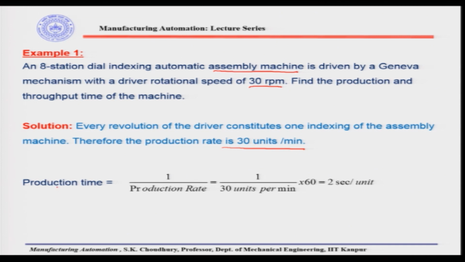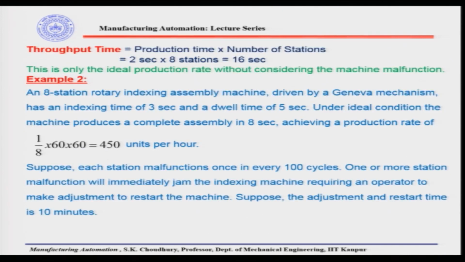Once we know that, production time will be 1 divided by the production rate, and production rate is 30 units per minute. So, it will be 1 upon 30 minutes per unit, and if you want to calculate in seconds, multiply by 60, that will be 2 seconds per unit. So, this will be the production time. Okay. What is the throughput time?